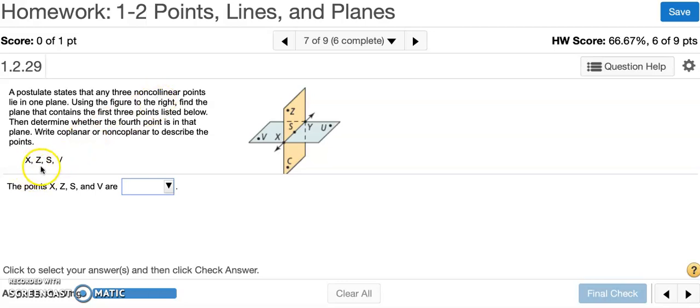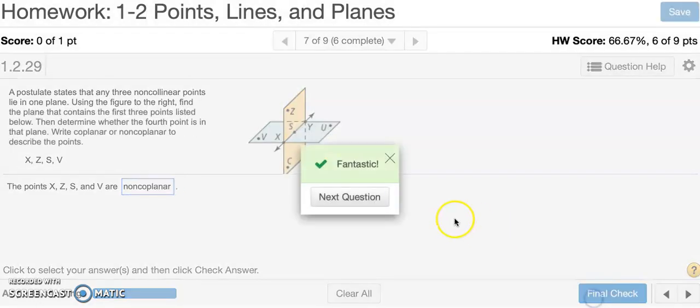So you have X, Z, and S. And then looking at V, I would say they do not lie on the same plane, because they're not plane here and plane there. They're not on the same thing.